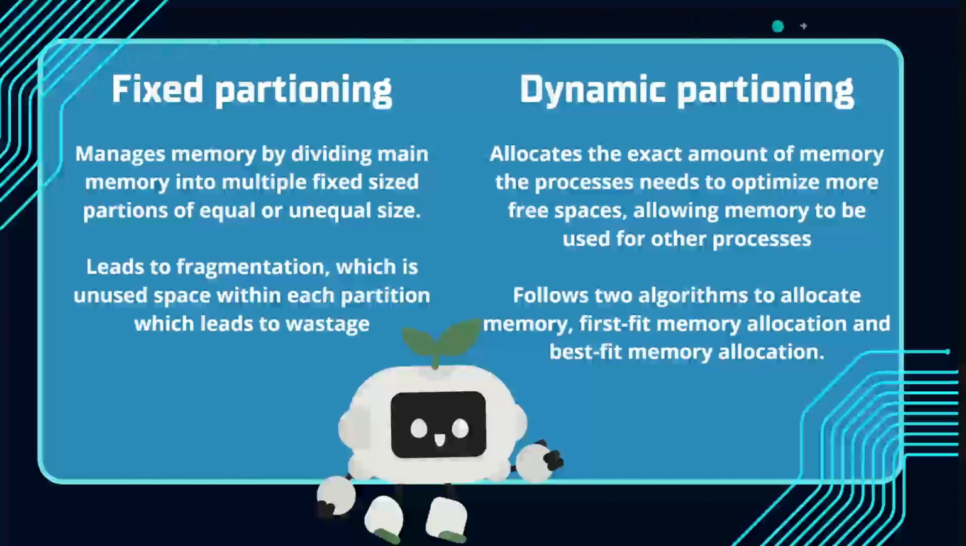Here we have fixed partitioning on the left and dynamic partitioning on the right. Fixed partitioning manages memory by dividing main memory into multiple fixed size partitions of equal or unequal size. This leads to fragmentation, which is unused space within each partition, which leads to wastage. Dynamic partitioning allocates the exact amount of memory the processor needs to optimize more free spaces. This allows memory to be used for other processes. It follows two algorithms to allocate memory: first fit memory allocation and best fit memory allocation.